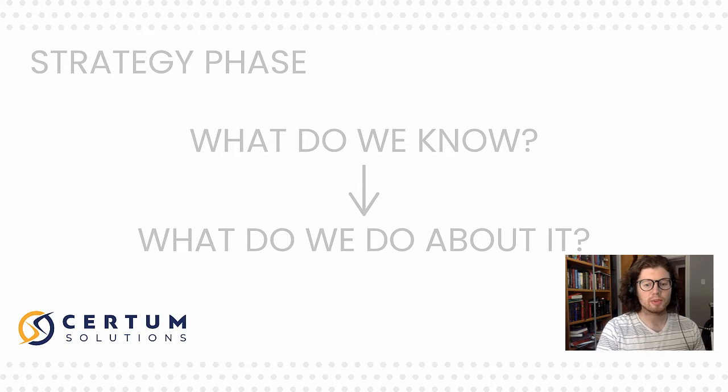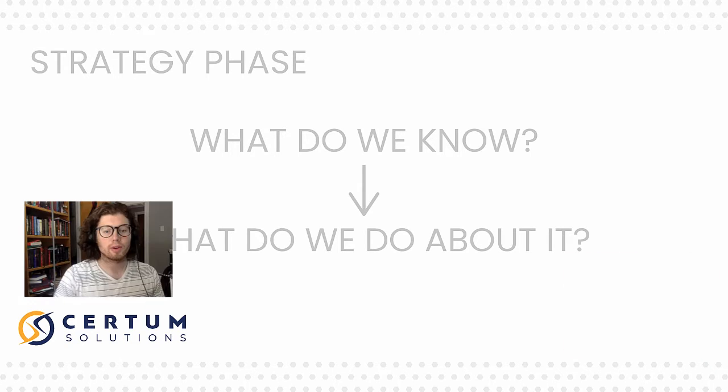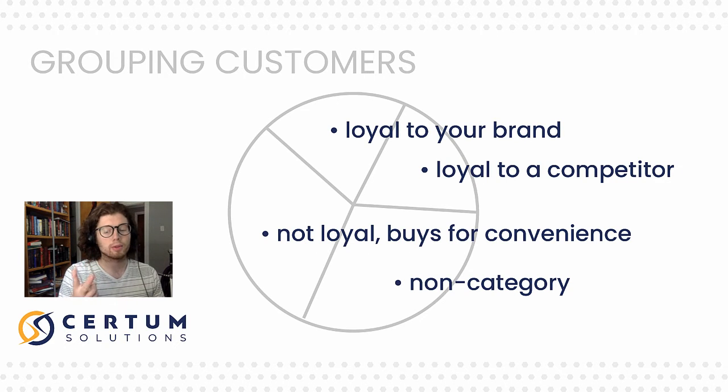The types of customers that we ended the last video with are those who are loyal to your company, those who are loyal to a competitor, those who will go wherever the best deal is, and non-category customers who don't have a need for your category of product or service, or at least they're not aware of a need. It can be helpful at this point to make your best estimate of what percentage of the market falls under each of these types. Now think about your current loyal customers.